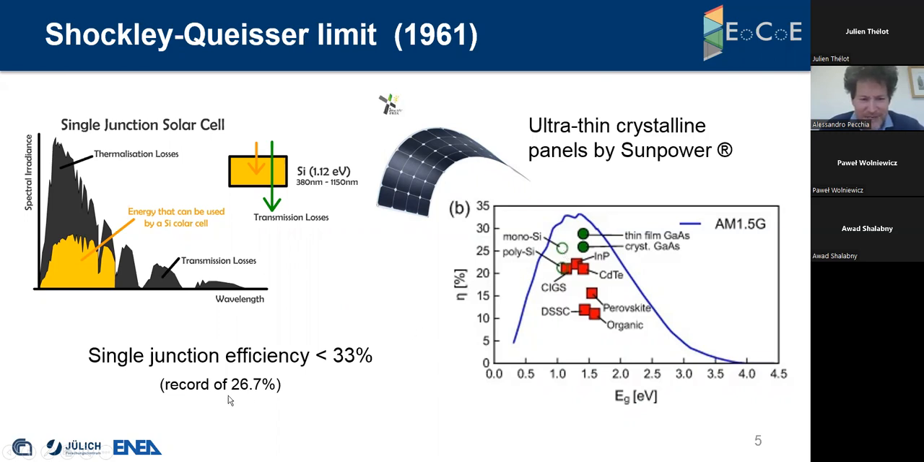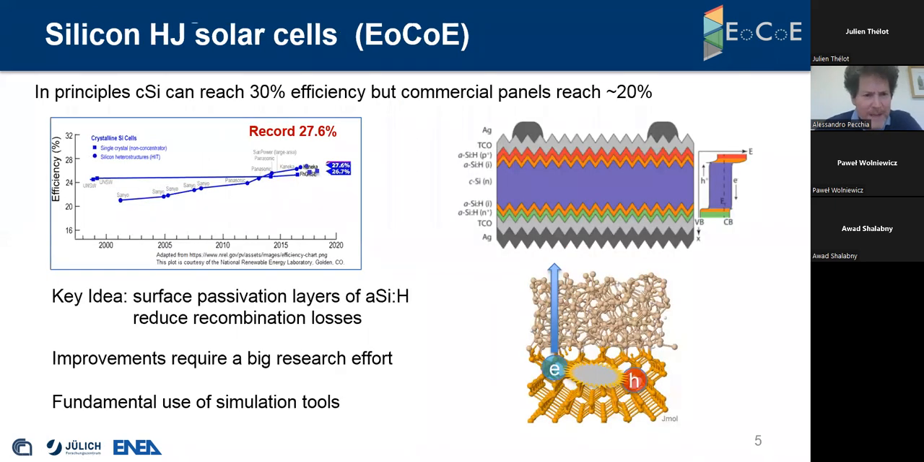And of course, this is the laboratory record of 27.6%. In actual life, even the best panel from a good production factory that produces very efficient panels goes a bit higher than 20%, around 20-22%. So there is still a big gap between theory and what we can do. Okay, I mentioned recombination losses.